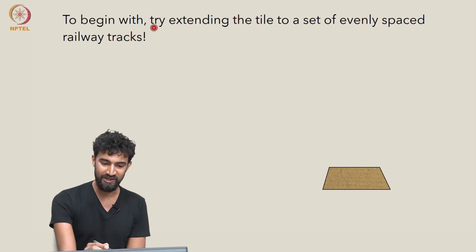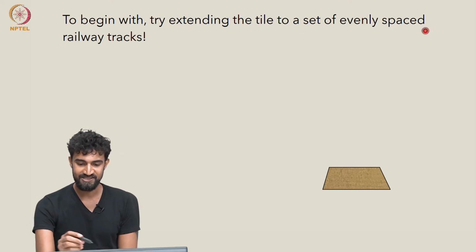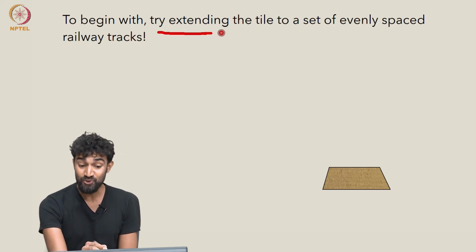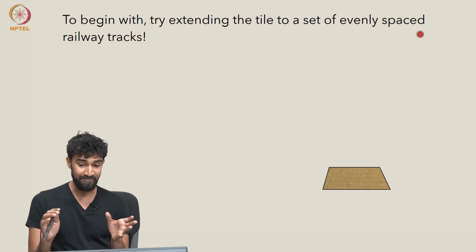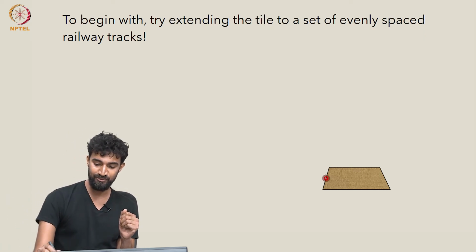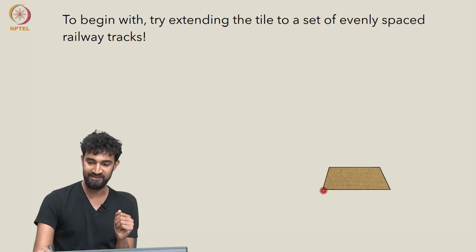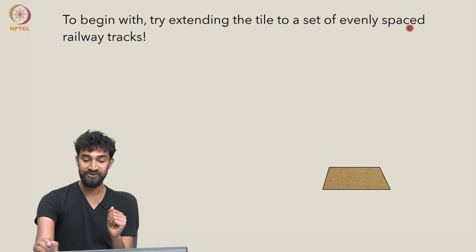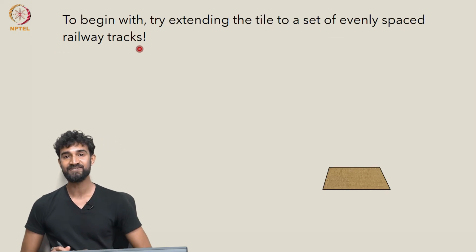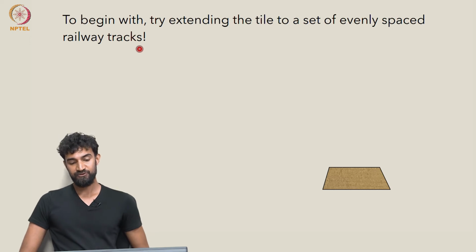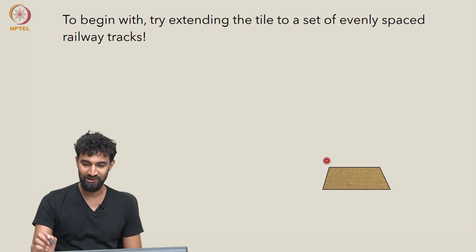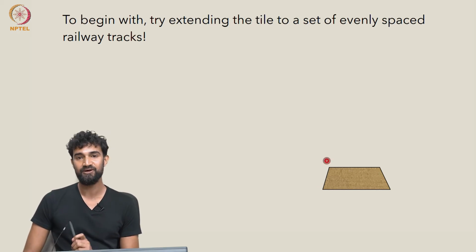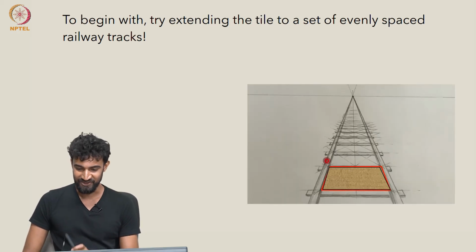And to begin with, let's do the exercise. I want to encourage you to do the exercise that we talked about in the introduction to this chapter, which is to extend a trapezoidal tile like this into a set of evenly spaced railway tracks. If you can do that, the rest is not that difficult. So really, this is the crux of it. Can you extend this tile to a set of evenly spaced railway tracks? You'd get something like this.